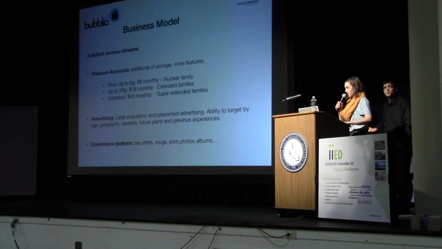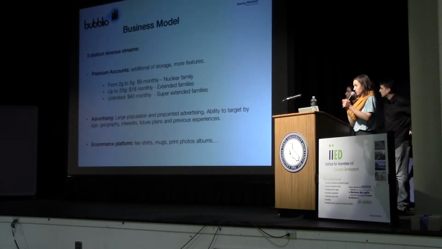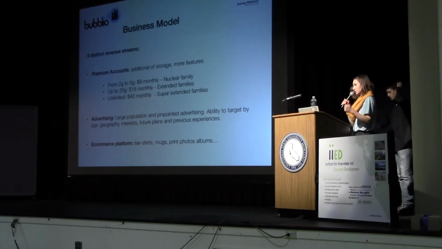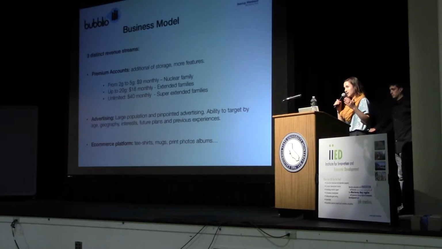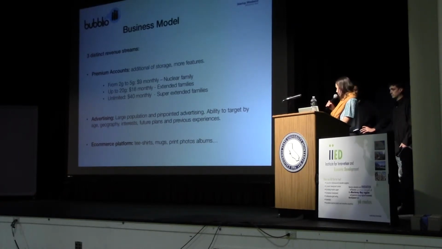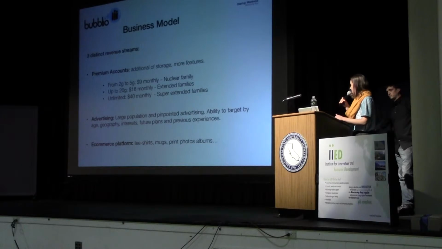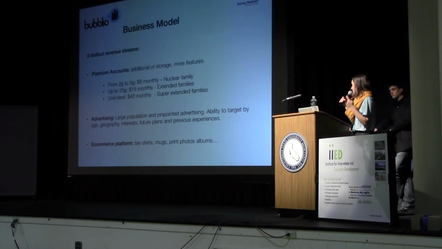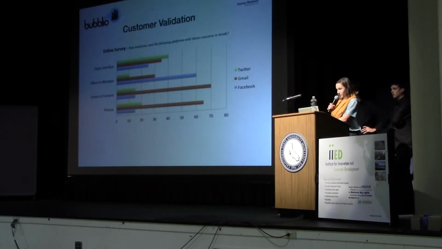All right, business model. We have 3 revenue streams. First, premium accounts, with additional features and additional storage for people. Second, advertising. We're going to have a huge population on Bubblio.com. Everyone has a family, so let's connect this way. That means lots of information for advertisers, which is going to be key for placing their products appropriately on our site. The third is an e-commerce platform built around photos online. People want to put those on t-shirts for family reunions and special occasions. We can do that.